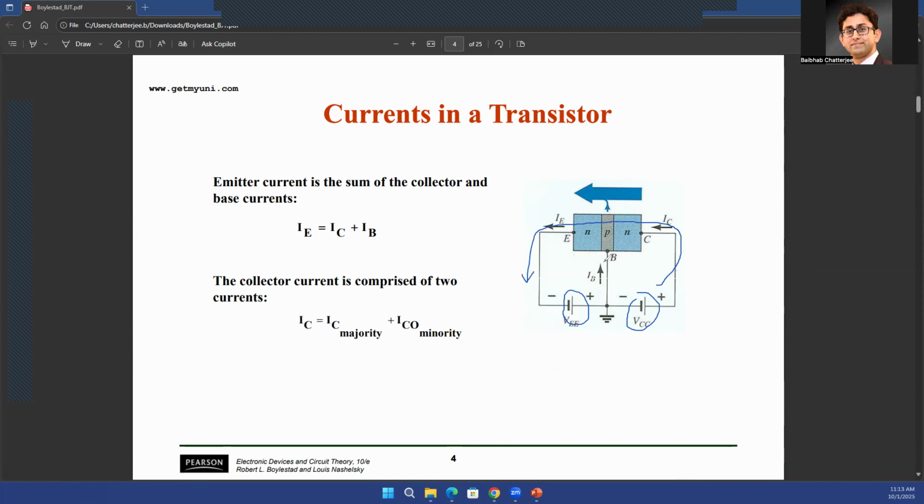Also, at the same time, you have some amount of current in the base terminal as well. Now, the total amount of emitter current is the sum of the collector current and the base current. That is because of Kirchhoff's law: the amount of current that is getting emitted from this device will be the total amount of current that is being sent to the device. So the total emitter current is equal to collector current plus base current.